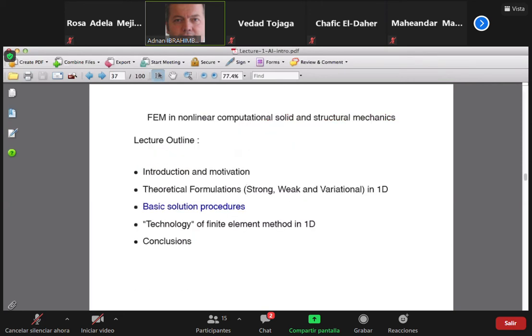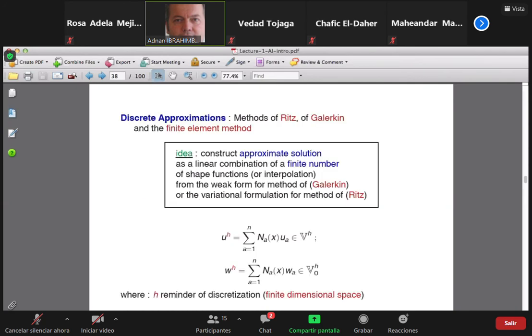So after having presented strong form, weak form, and variational form in 1D elasticity, let me now go to some of the basic solution procedures. First of all, we are going to construct this solution by using, as I already showed, the simplest case of a truss bar element, using shape functions multiplied by the parameters U of A. So this way, I am actually doing the modeling.